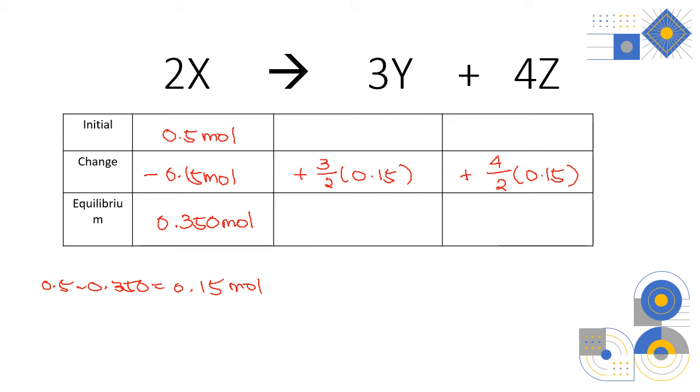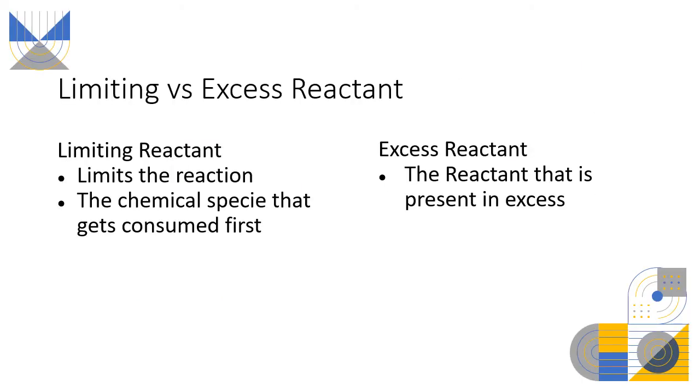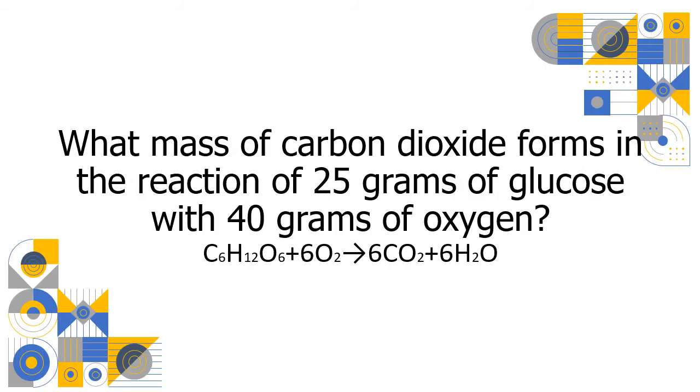So what are our final answers? Now let's look into the limiting and excess reactant. We know that the limiting reactant limits the reaction, and the excess reactant is the reactant present in excess. But how will we know this if we are dealing with a problem? Let's use this as an example.